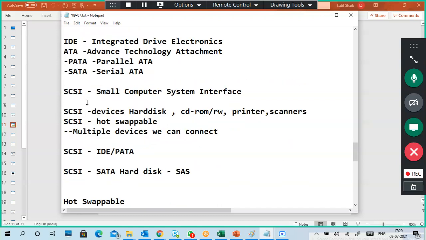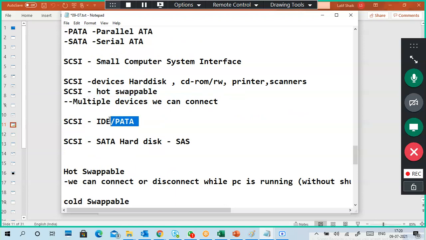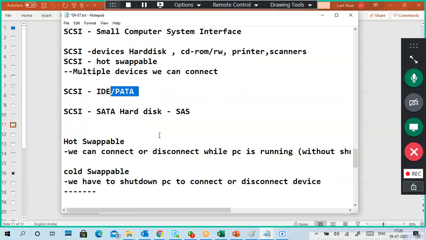And other disk connections are there. SCSI. So what is SCSI? SCSI is a system interface. We can connect multiple devices, including hard disk, CD-ROM, printers, and scanners. SCSI is hot swappable. Earlier we used a PATA type of connection for SCSIs, but now we are using a SATA type of connection for iSCSIs. So mainly we are using iSCSI nowadays.